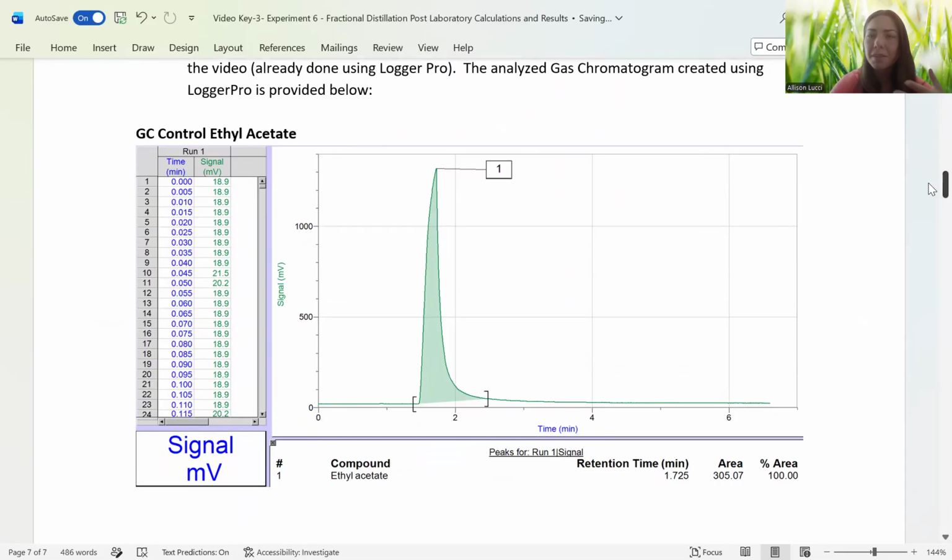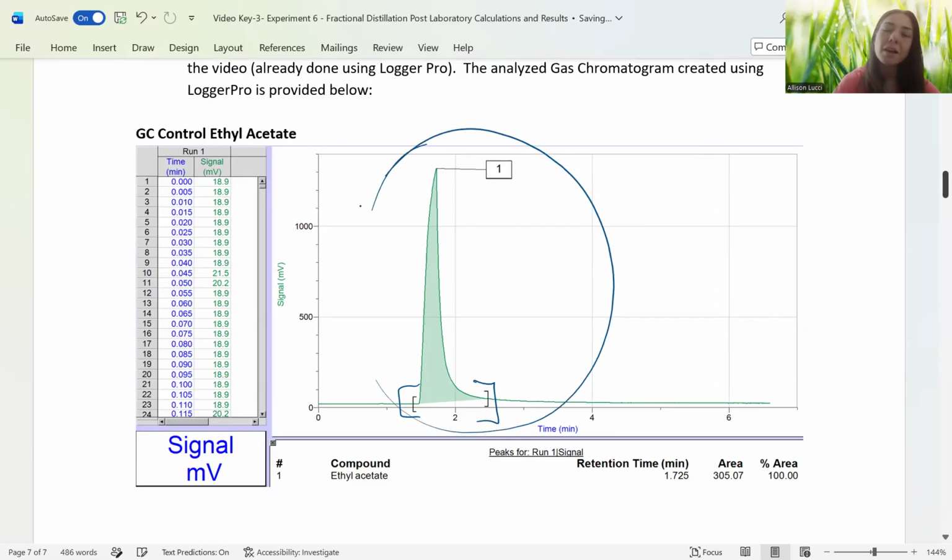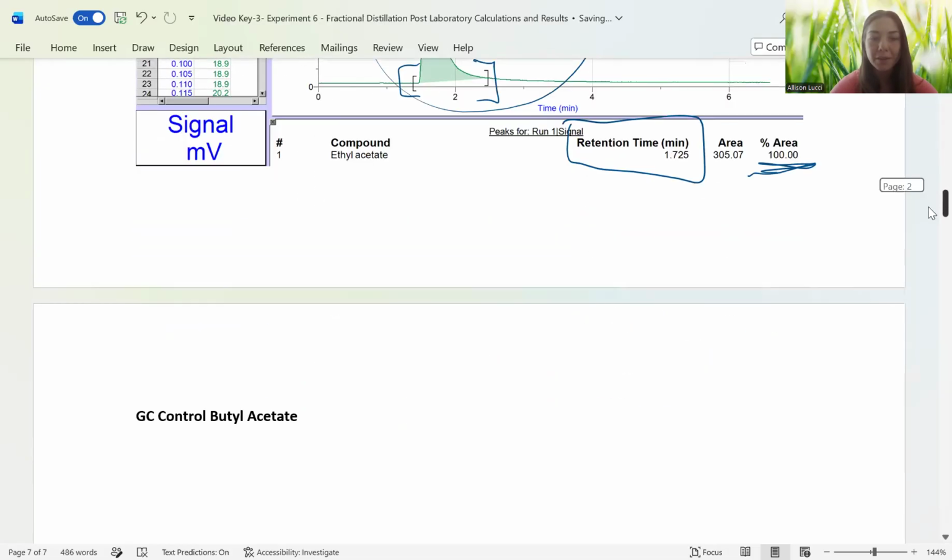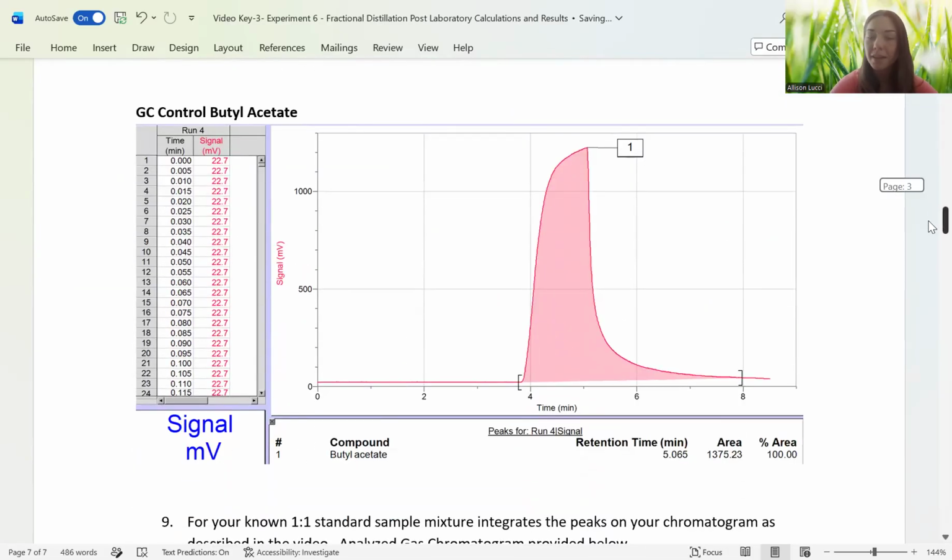If you were just given this data, you would pull it up in Logger Pro, and then we would find the area from this point to that point, so the area under this curve. This is our standard for ethyl acetate. The retention time listed down here, we're going to use in a later table that I will reference. Again, the standard for ethyl and butyl. Notice they each will have 100% area because there's only one component. So that's ethyl. Here's what a butyl acetate control curve would look like. Again, 100% area. Here's your retention time for your table later on.